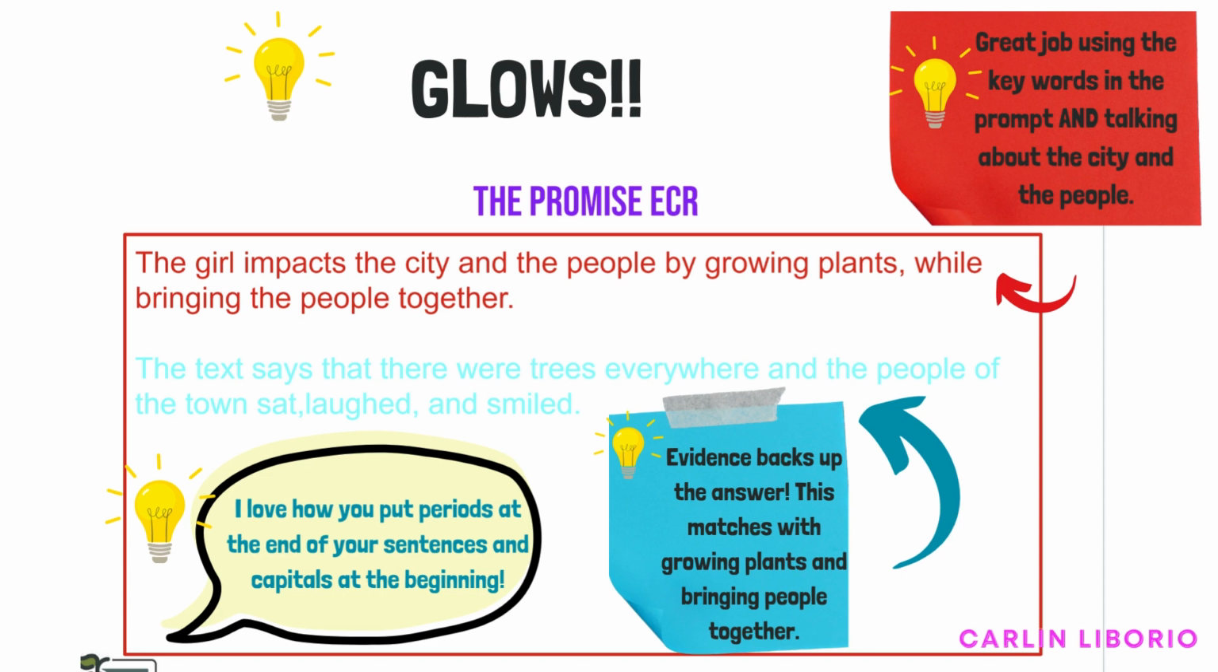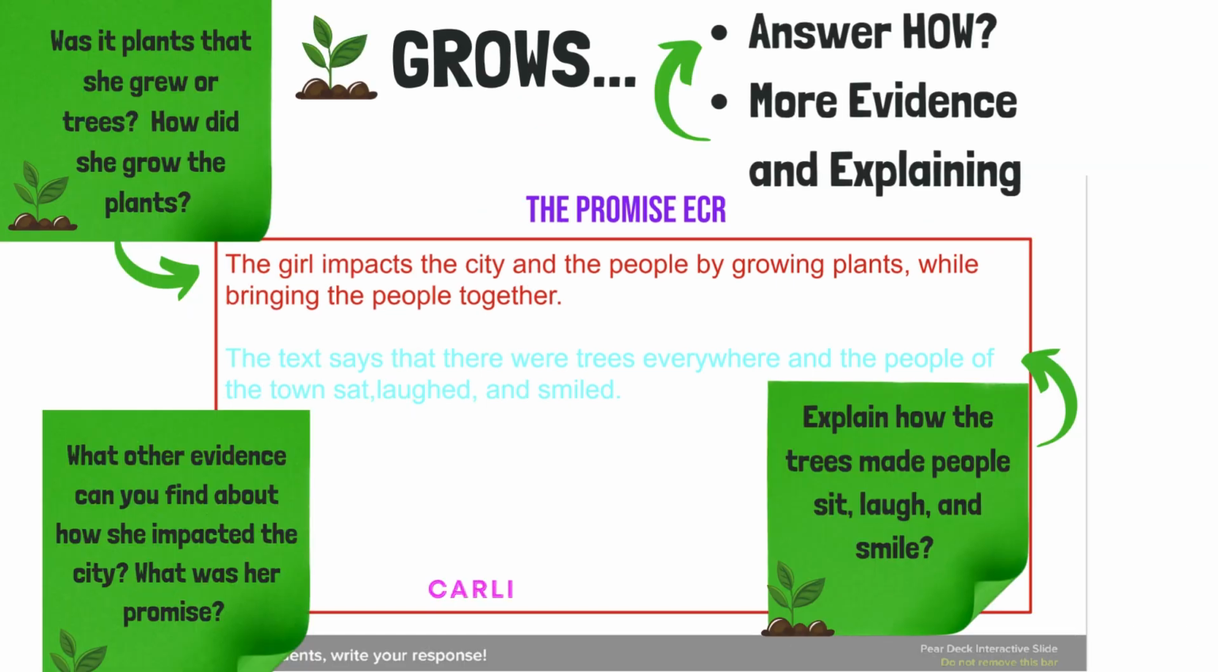I love how your evidence backs up the answer. This matches with growing plants and bringing people together. So your evidence talked about trees everywhere and how the people in the town sat, laughed, and smiled. And that matches with what you wrote in your answer about bringing people together and growing plants. So you definitely have some good things going on here. And then now we're going to get into how you can improve your writing, the grows.